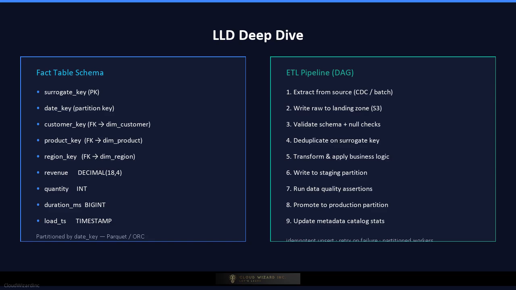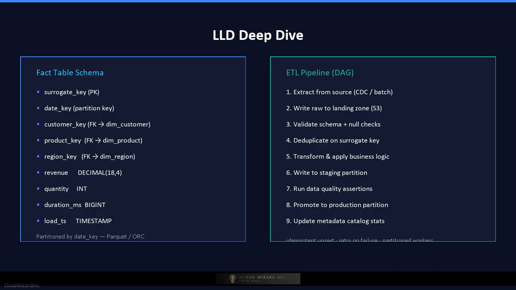Now the low-level design deep dive. The fact table schema includes a surrogate key, a date partition key, foreign keys to each dimension, and additive measures like revenue, quantity, and duration stored as fixed precision numerics. Partition strategy is critical. Partition by date on most fact tables, with subpartitions by region or business unit for high cardinality tables. Each partition is stored as one or more Parquet files in object storage, with row group statistics, min, max, null count, written into the Parquet footer, enabling the query engine to skip row groups without reading them.